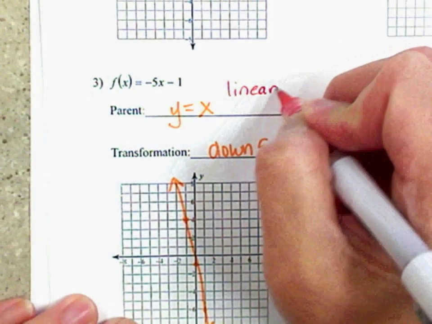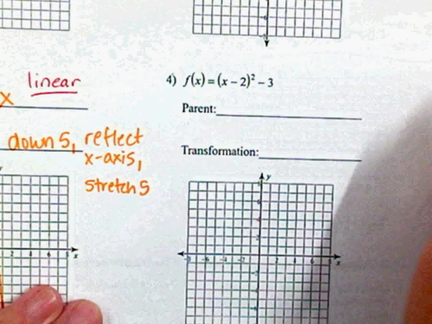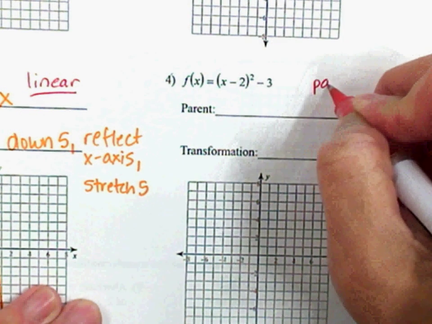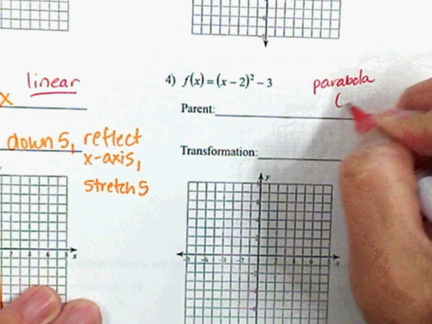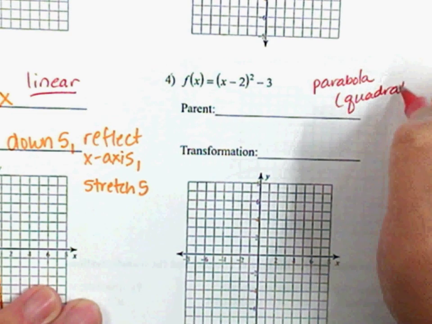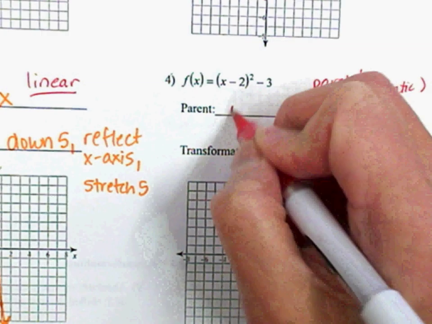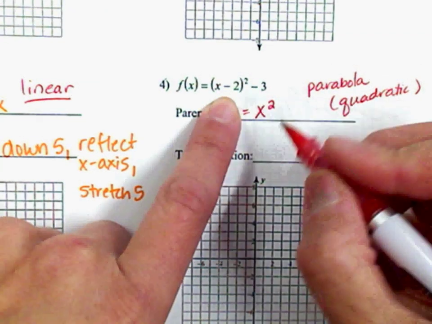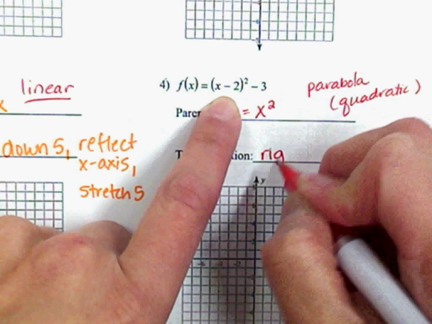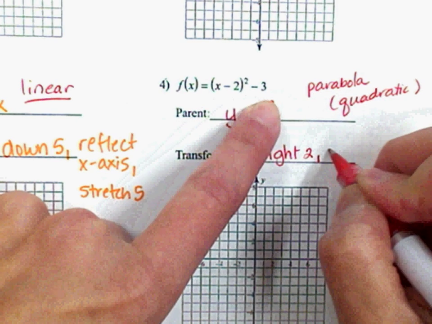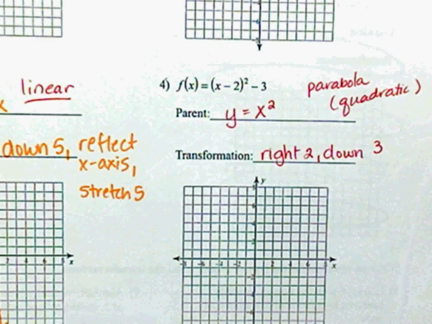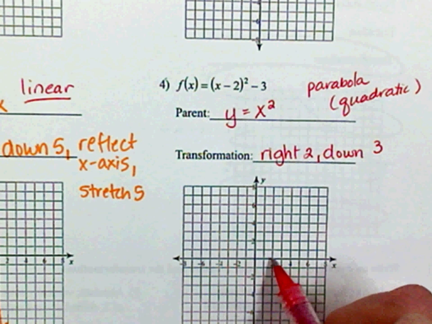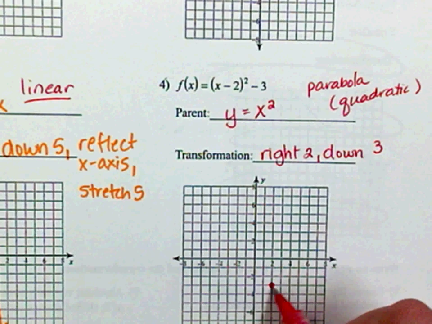Number 4, parent function. Oh, this one's a linear. My apologies. This one right here is a parabola. It's a quadratic. The type of function is a quadratic, the shape is a parabola. So the parent function looks like y equals x squared. Your transformation, negative 2, so I'm going to move to the right 2. Negative 3, I'm going to move down 3. So start at 0, move right 2, down 3. So there's my point.